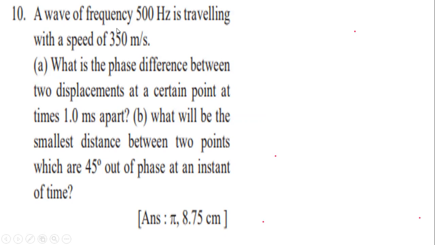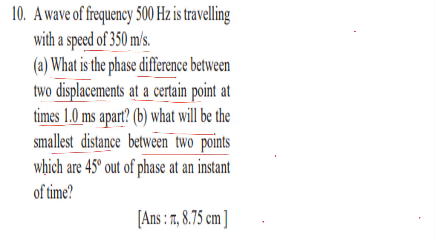Problem number 10. A wave of frequency 500 Hz is traveling with a speed of 350 meters per second. What is the phase difference between two displacements at a certain point at times 1.0 millisecond apart? And what will be the smallest distance between 2 points which are at 45 degree out of phase at an instant of time?